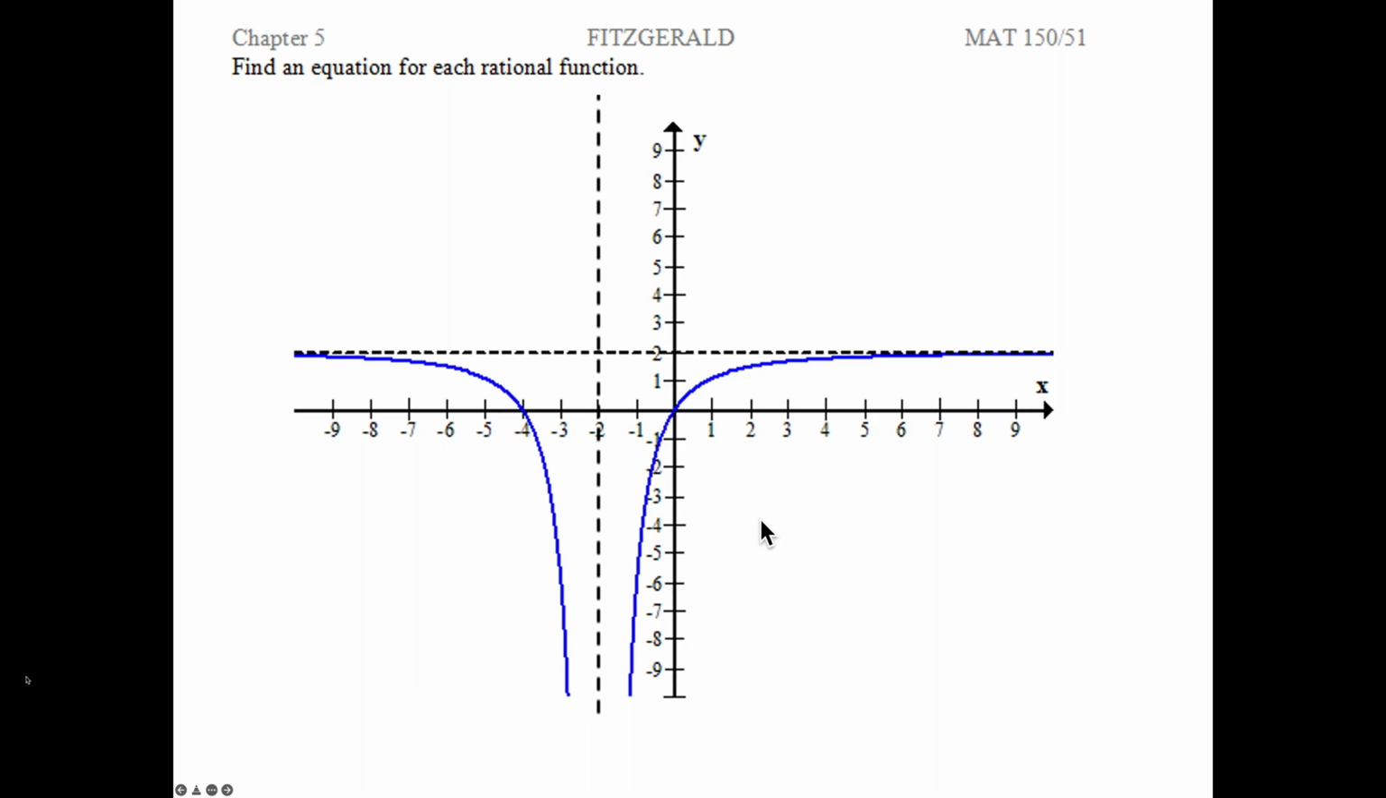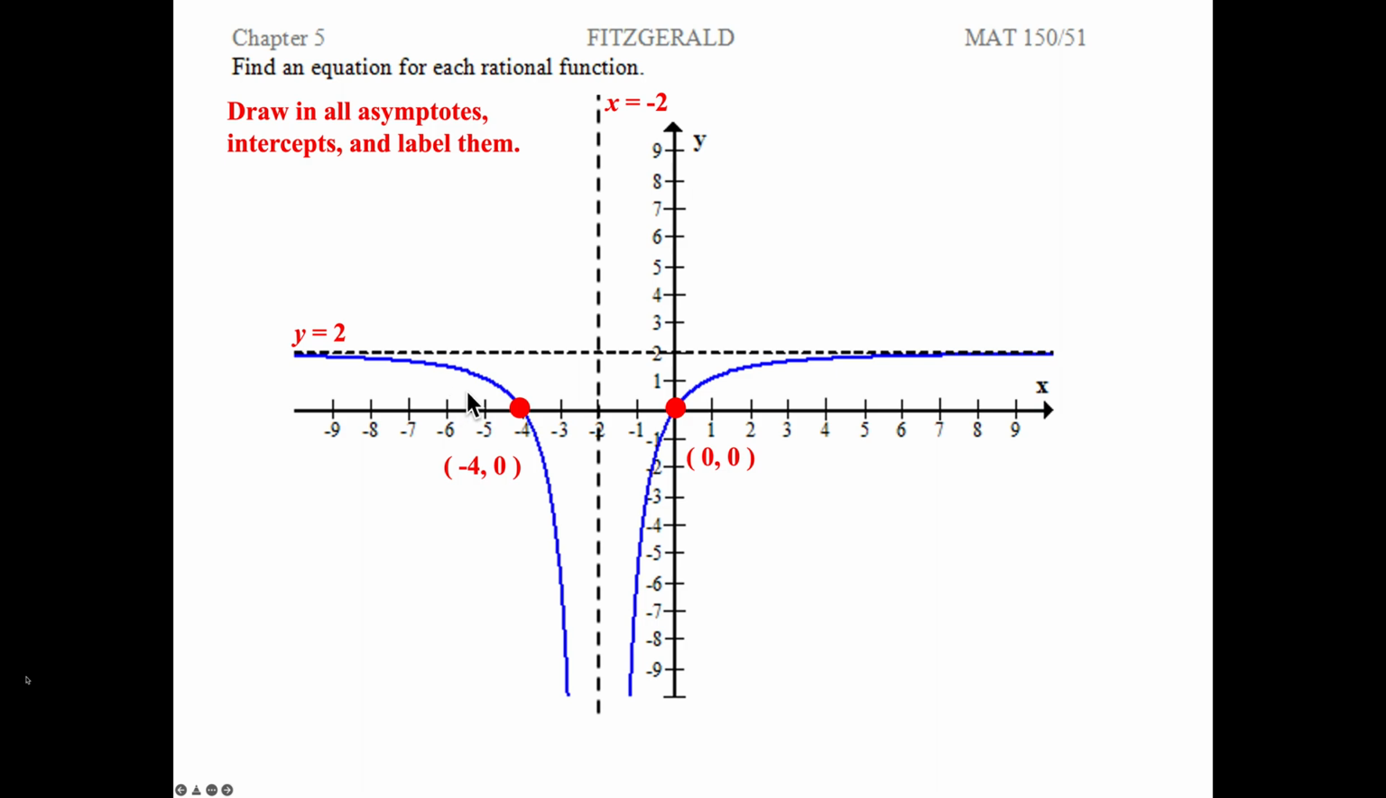Let's see. Again, drawing all your asymptotes and intercepts. Let's get them all in. So we definitely have y equals 2, x equals negative 2. We have an intercept at negative 4, 0. And that looks like that's it.